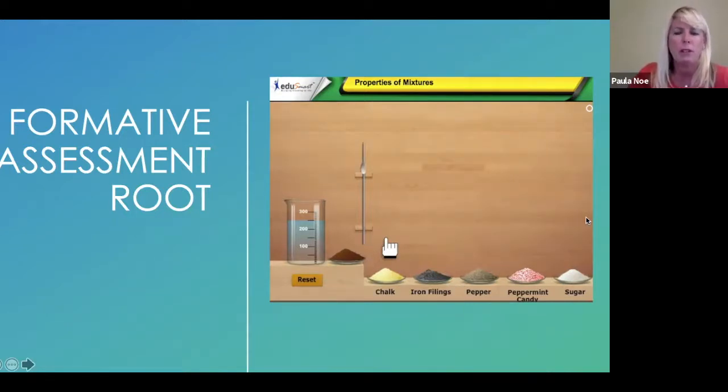So one, I'll start. Let's just start with chalk. What is going to happen when I add the chalk into the water? Is it soluble or is it not soluble? That would be a level 1 formative assessment question. So you would do this for each of the objects.